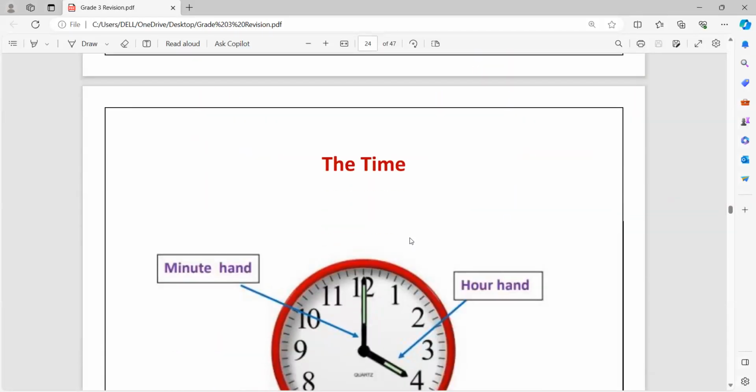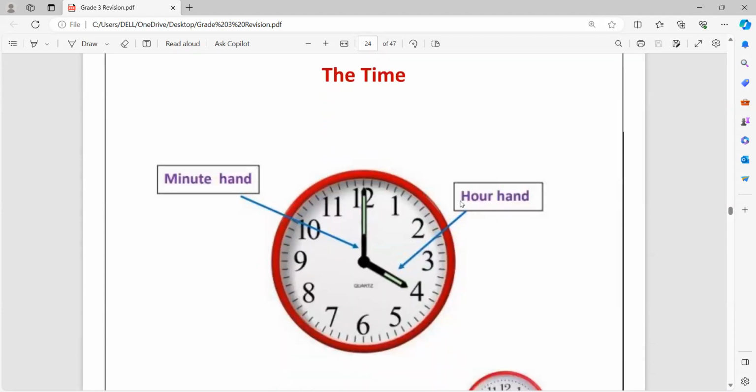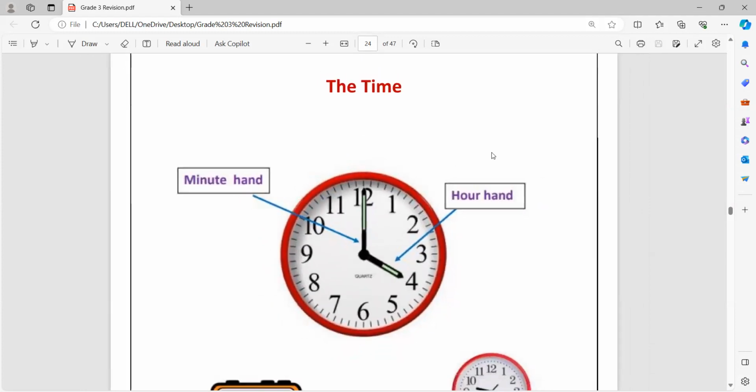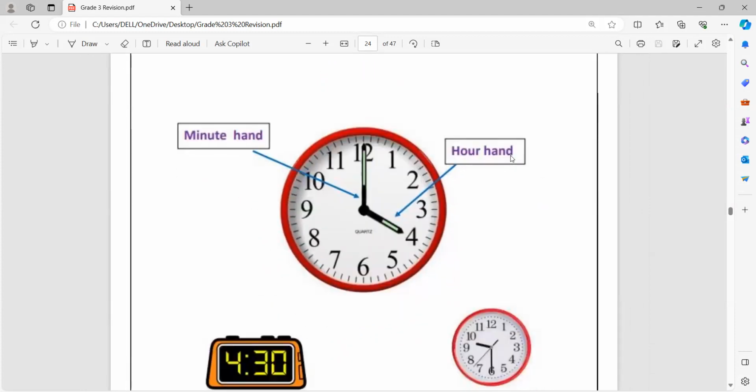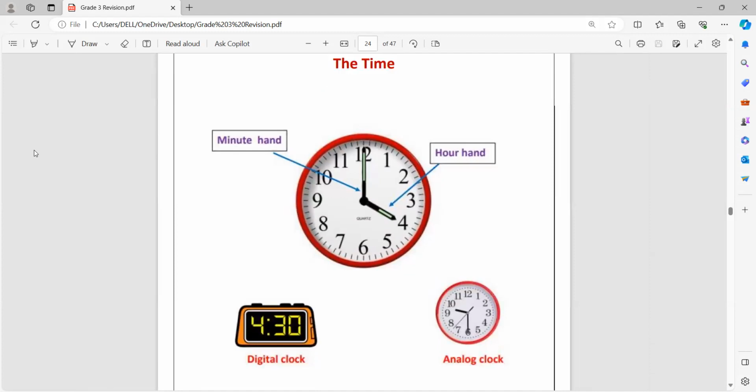The second part in chapter 3 was talking about the time. Can you remember the time? Yes. We're going to take a quick look at it. We have two kinds of clock. We have the analog clock and the digital clock. Analog is a kind of clock which has two hands, a short hand and a long hand. The short is for the hour, the long hand for the minutes. And it includes numbers from 1 to 12.